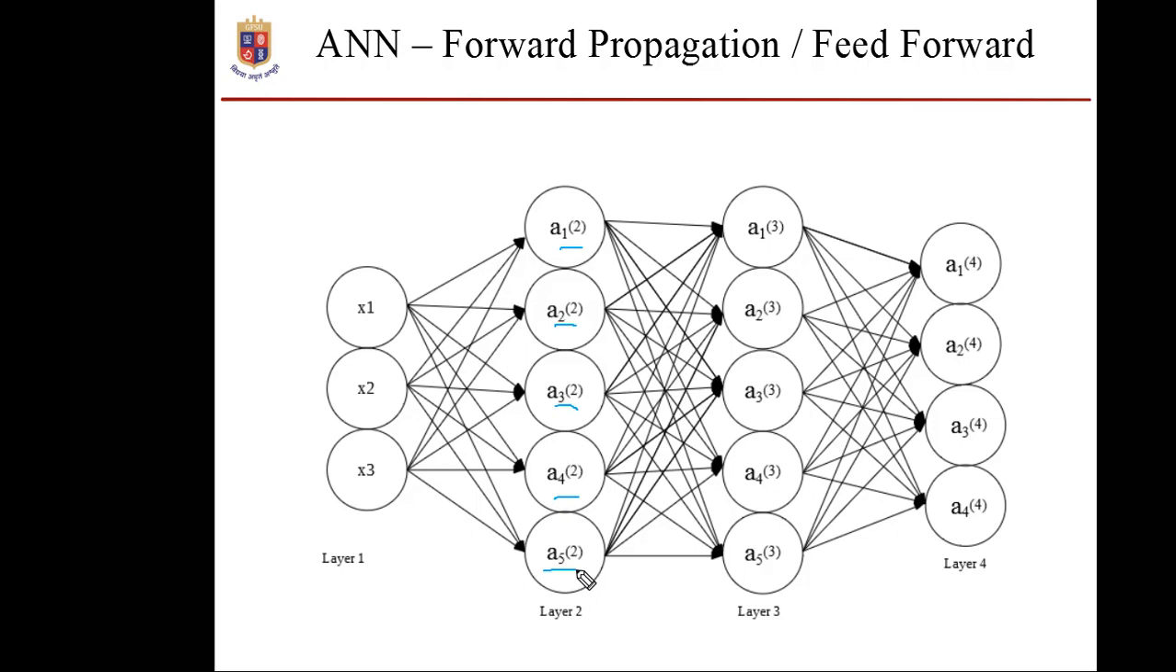And just to remind you, these numbers are given based on very simple nomenclature. The 2 in the brackets refers to the layer number 2. 1, 2, 3, 4 in the subscript refers to the neuron number. This is the first neuron in layer 2. This is the second neuron in layer 2. In a similar way, this is third, this is fourth and fifth.